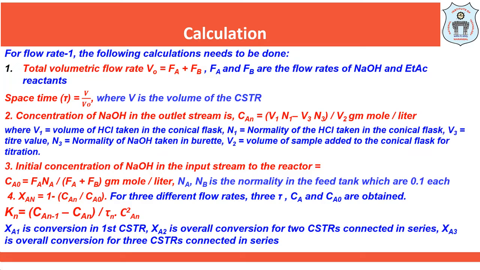So from that it is easy for us to calculate the concentration of NaOH. Okay, so the Ca value can be determined using the formula (V1 N1 minus V3 N3) divided by V2. So this will be in gram moles per liter.